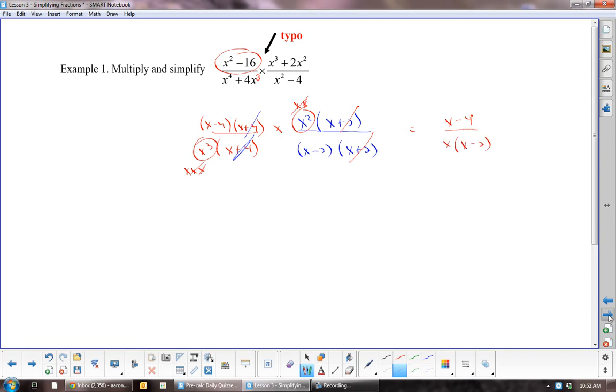And then x cannot equal. Okay, 0 is going to be bad. What else? Negative 4 and plus or minus 2. Very good.